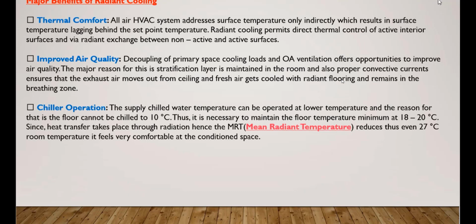Chiller operation. Supply chilled water temperature can be operated at a higher temperature, and the reason for that is the floor cannot be chilled to 10 degrees centigrade, thus it is necessary to maintain the floor temperature at a minimum of 18 to 20 degrees centigrade. Since heat transfer takes place through radiation, the MRT, mean radiant temperature, reduces, thus even a 27 degrees centigrade room temperature feels very comfortable in the conditioned space.